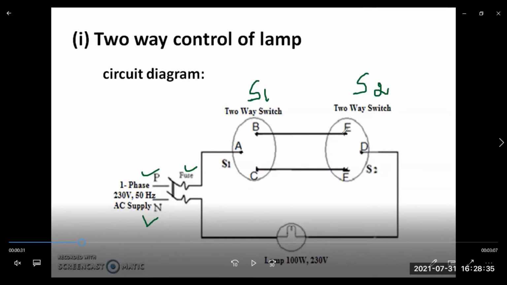B and E should be connected first. Later on, C and F should be connected. First of all, from the phase you have to take a connection. It should be connected to point A. B and E should be connected and C and F should be connected. Thereafter, from D, you have to take a wire. It has to be connected to the first point of the lamp. The second point of the lamp must be connected to the neutral point. Thus, connection will be completed.